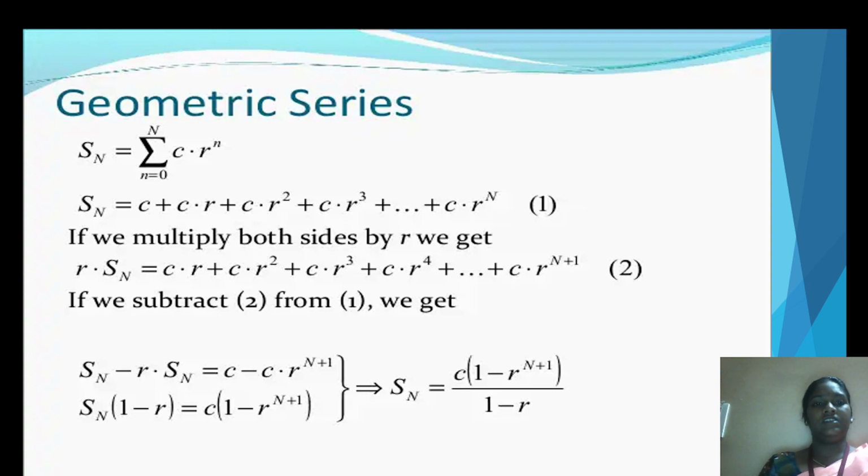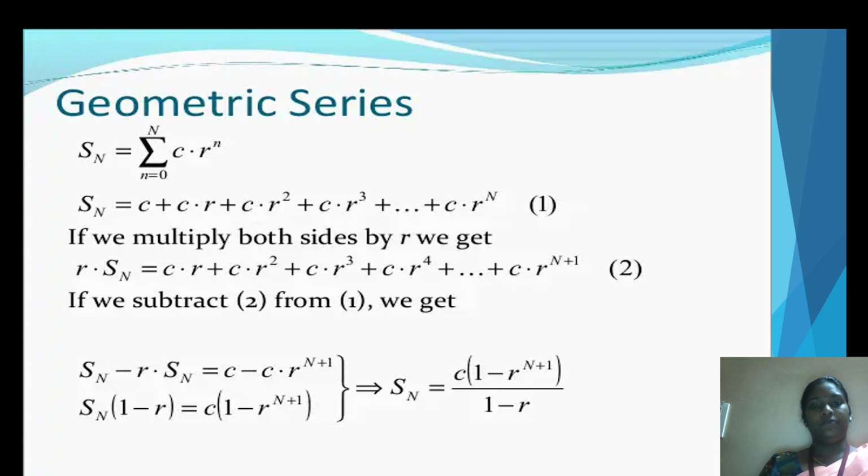We generally represent the geometric series, summation n equals 0 up to a positive value n, of c times r power n, and assign it to S_n. When you expand this, substituting n as 0, you get c plus c r plus c r square plus c r cube and so on, plus c r power n. This is your first equation.